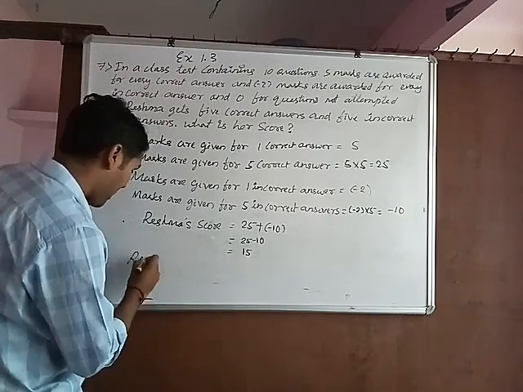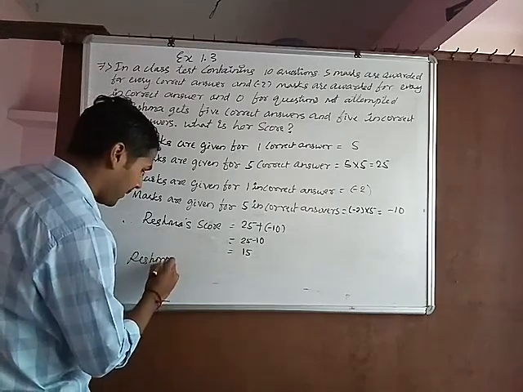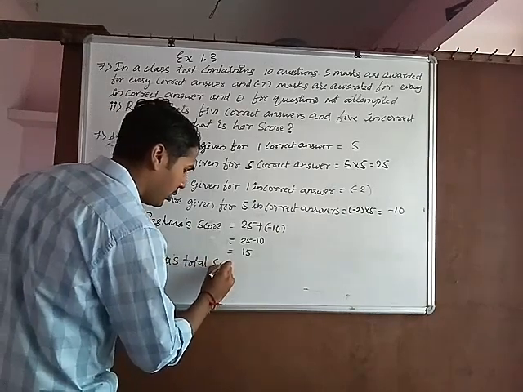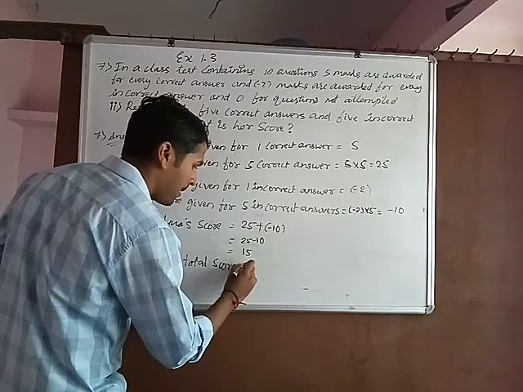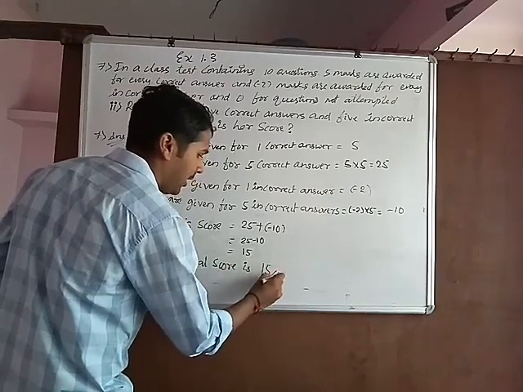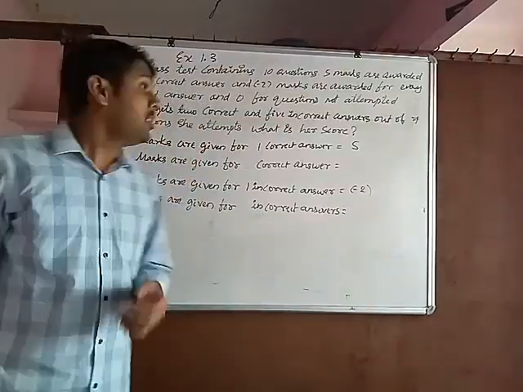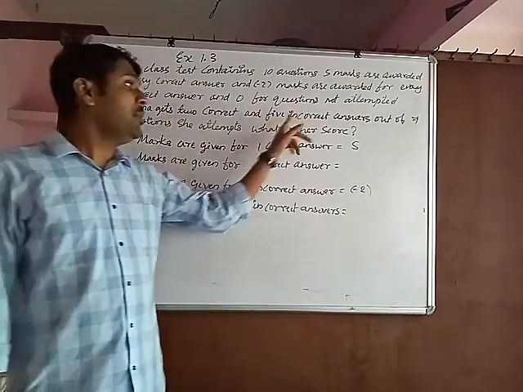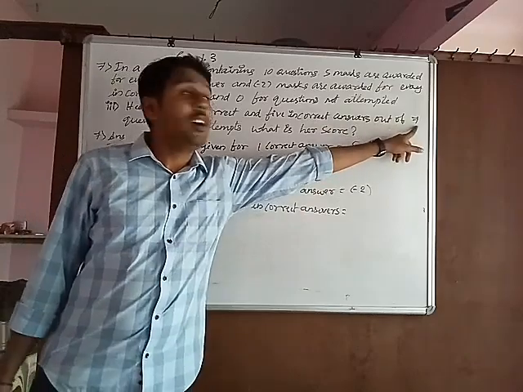Therefore, total score is 50. Okay. Last one is, Hina gets 2 correct and 5 incorrect answers out of how many questions?